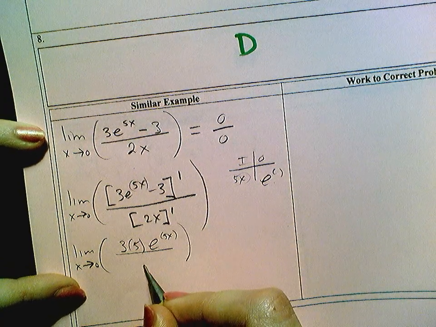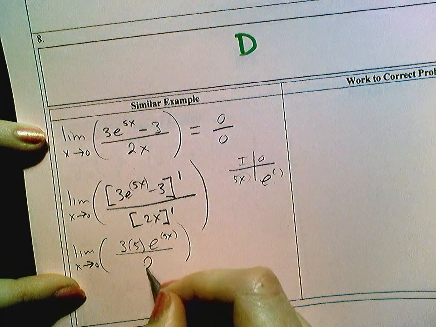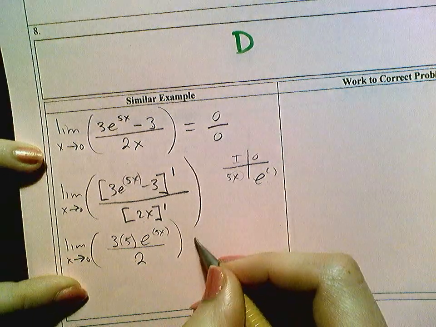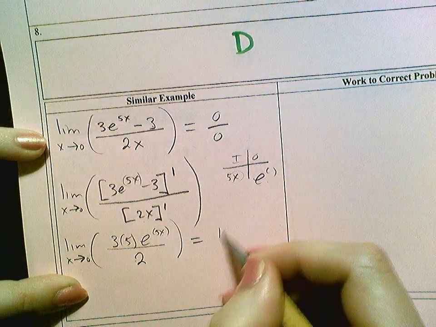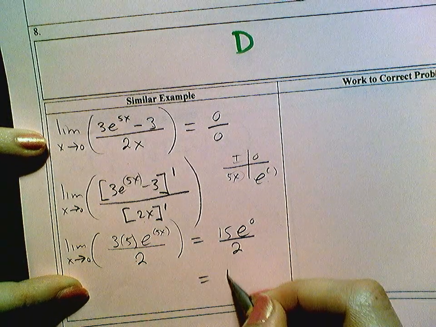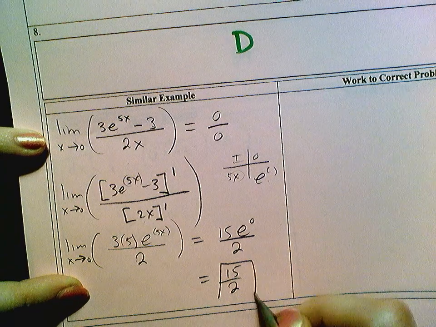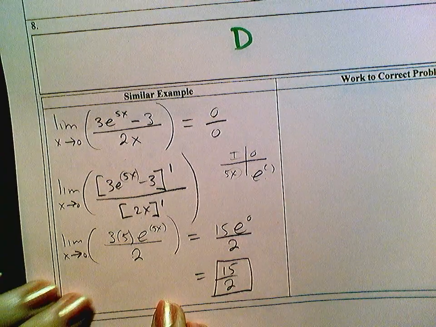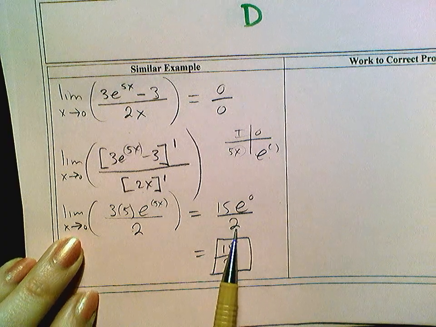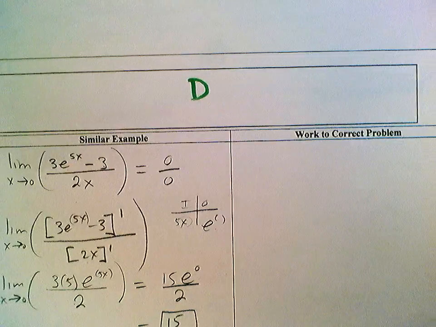And then down here, the derivative of 2x is just 2. Okay, now I'm plugging in 0. So you try direct substitution again. So this is 15 e to the 0 over 2. That's just 15 over 2. And notice when I dropped the limit. It was when I direct substituted that I dropped the limit.